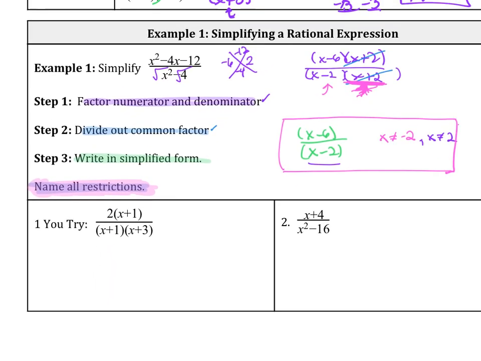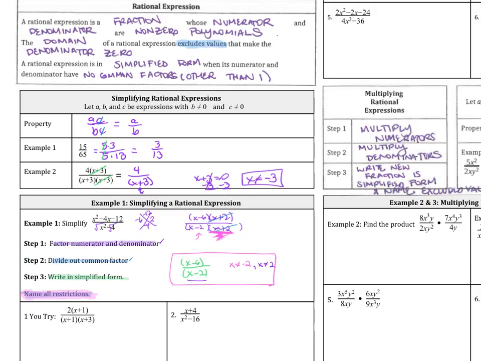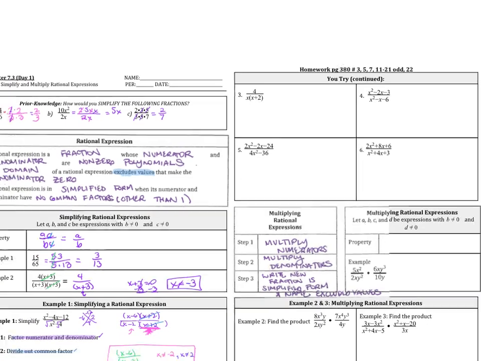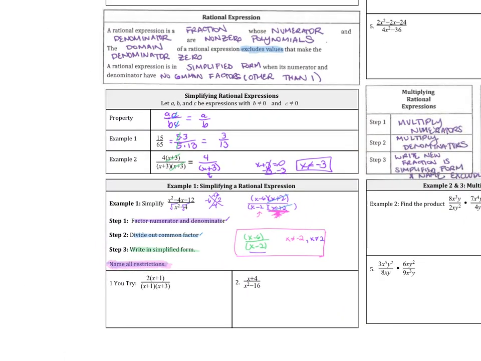So what I want you to do is try these next examples. So you have 1 and 2 here, and then you also have 4 more at the top. So please try out these 6 as practice.